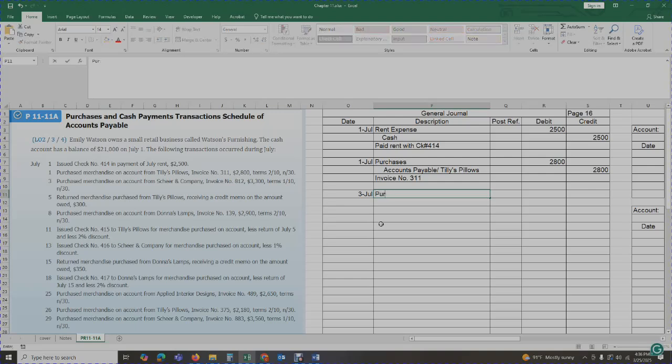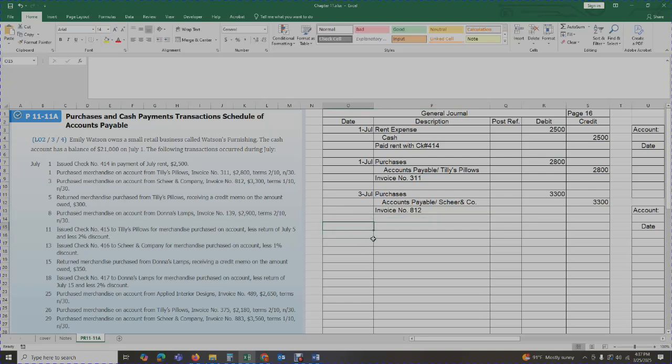So what are we doing? We're making a purchase, so we're going to debit our purchases account. How much did we purchase? We purchased $3,300. How do we pay? It's on account, so that's going to be accounts payable. And we owe the money to Shear and Company for $3,300. And this is for invoice number 812.